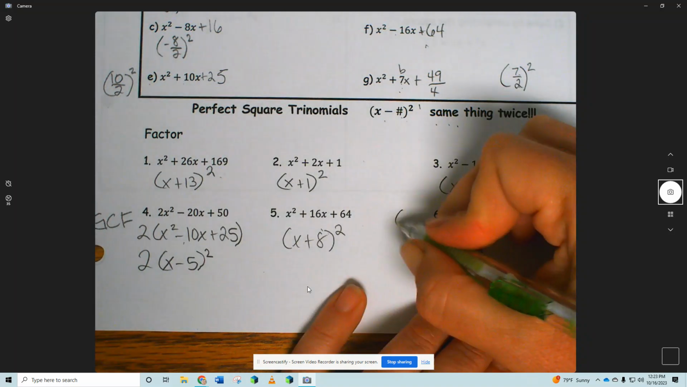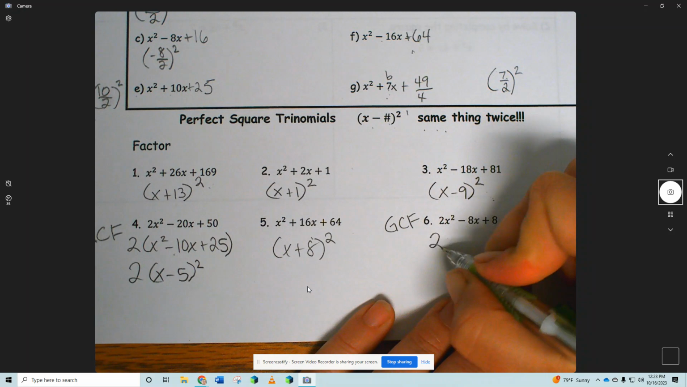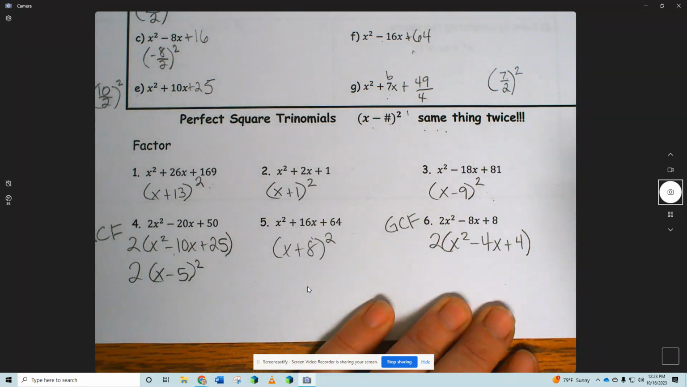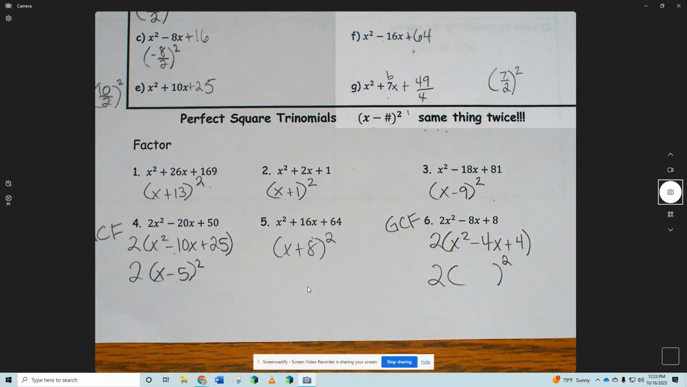there's a GCF. GCF. So it's obviously going to be 2. And then you're going to do this. And you have to put what the blank is. You can do it.